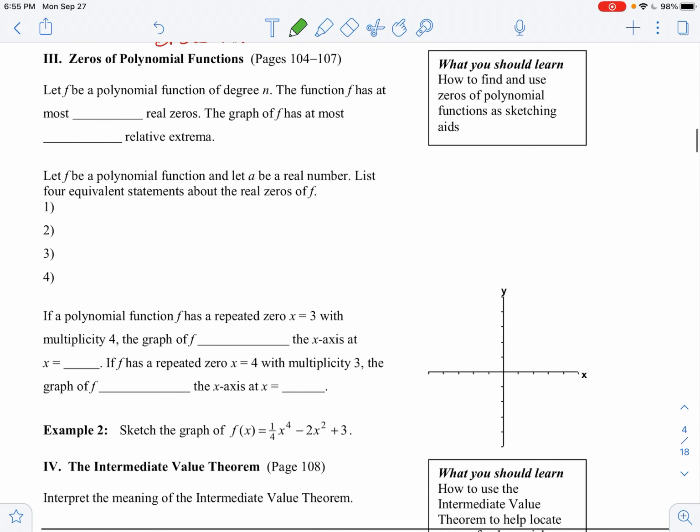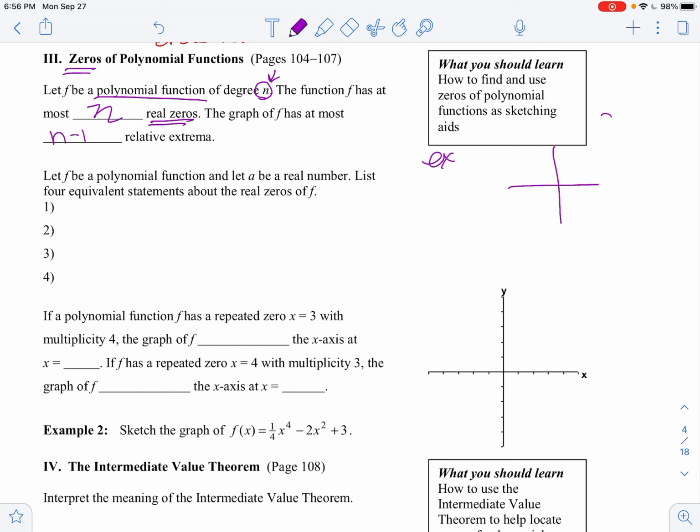Now let's talk about zeros of polynomial functions. Remember how we talked about zeros being the same word as x-intercepts? Let f be a polynomial function of some degree. That's just the highest exponent. The function f has at most, let's say, n zeros, because that degree is n. So whatever the degree is, it tells me the maximum number of real zeros. And then the graph has at most n minus 1 extrema. And so here's an example of why.